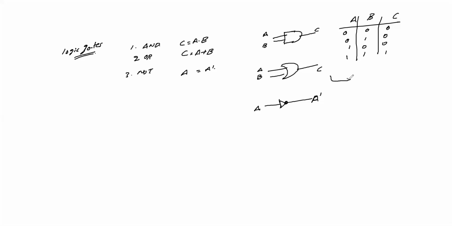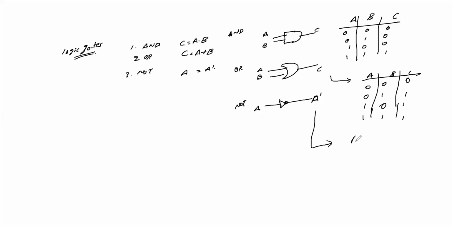For the OR gate, either one should be true. So with inputs 0, 0, 0, 1, 1, 0, 1, 1, if either one is true, then the output will be true. So it is 0, 1, 1, 1. This is the output for your OR gate.